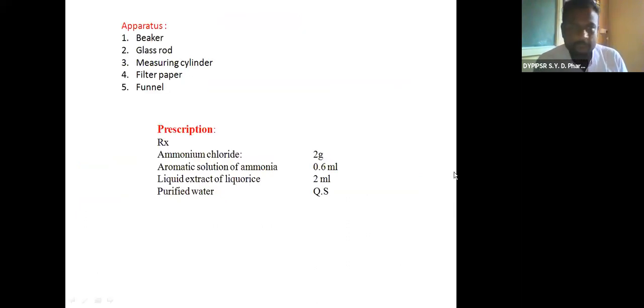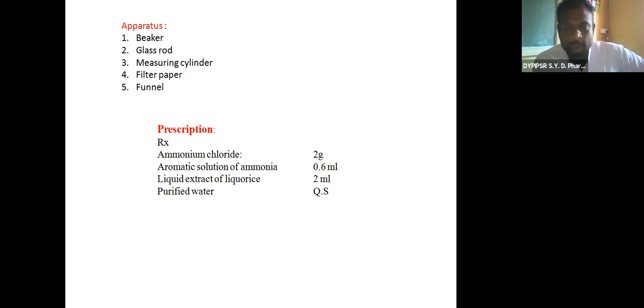The apparatus we are using for the experiment is a beaker, glass rod, measuring cylinder, filter paper, and a funnel. What is a prescription? A prescription is the written order from the medical practitioner on which the chemicals required for the manufacturing of the mixture, or for the formulation of that particular medicament, are written. For this particular prescription we are going to use ammonium chloride.